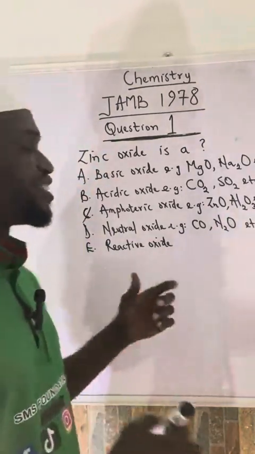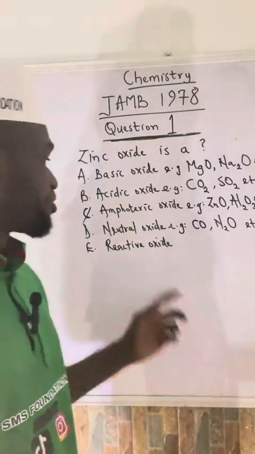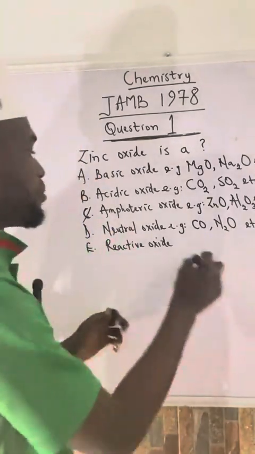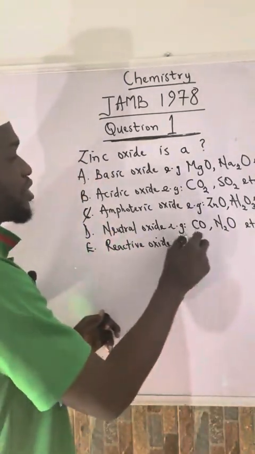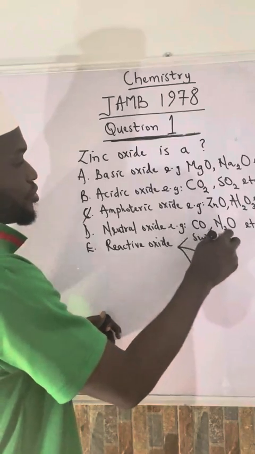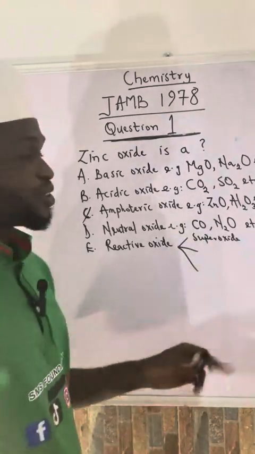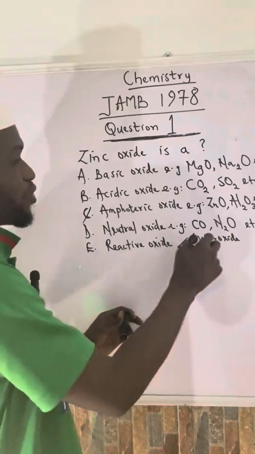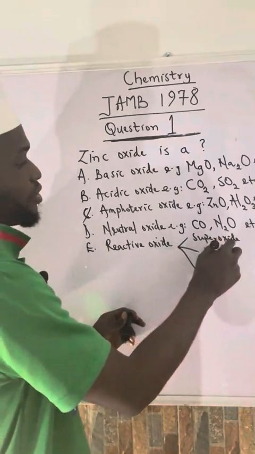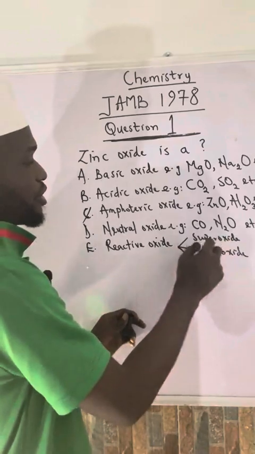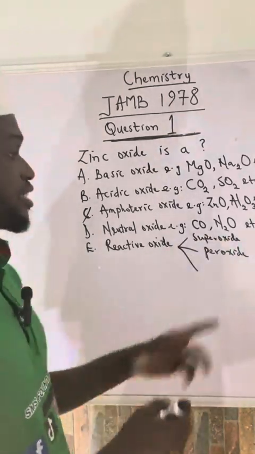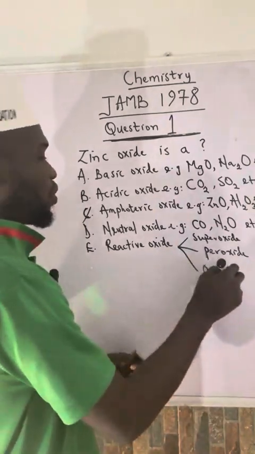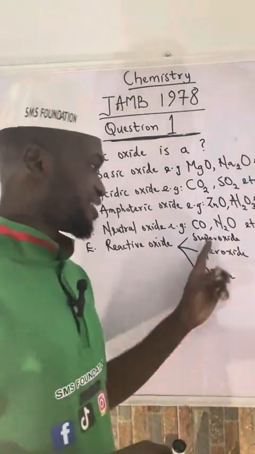Now, what do we mean by reactive oxide? We have different reactive oxides. It can be a superoxide, it can be a peroxide. We have superoxide, like potassium oxide and so on. Also we have peroxide. A good example of peroxide is hydrogen peroxide and then sodium peroxide. And then we have ozone. All these three are reactive oxides.